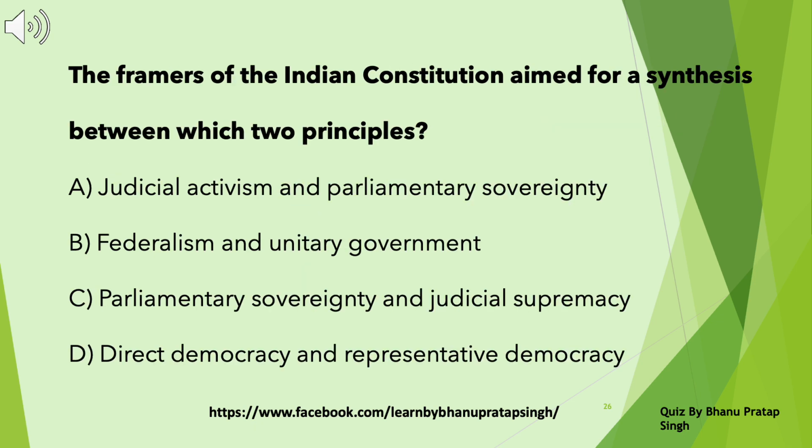The framers of the Indian Constitution aimed for a synthesis between which two principles? A. Judicial activism and parliamentary sovereignty. B. Federalism and unitary government. C. Parliamentary sovereignty and judicial supremacy. D. Direct democracy and representative democracy. Choose the correct answer. Answer C. Parliamentary sovereignty and judicial supremacy.